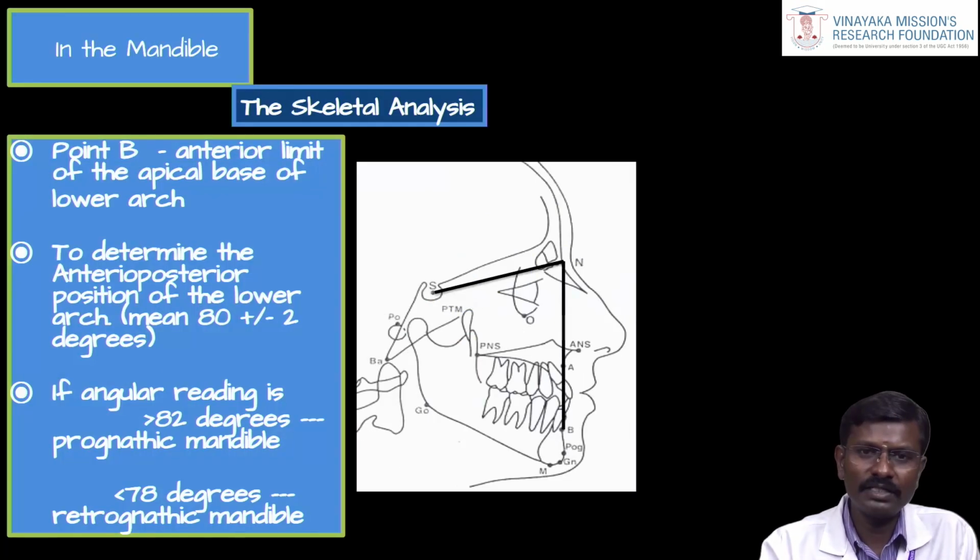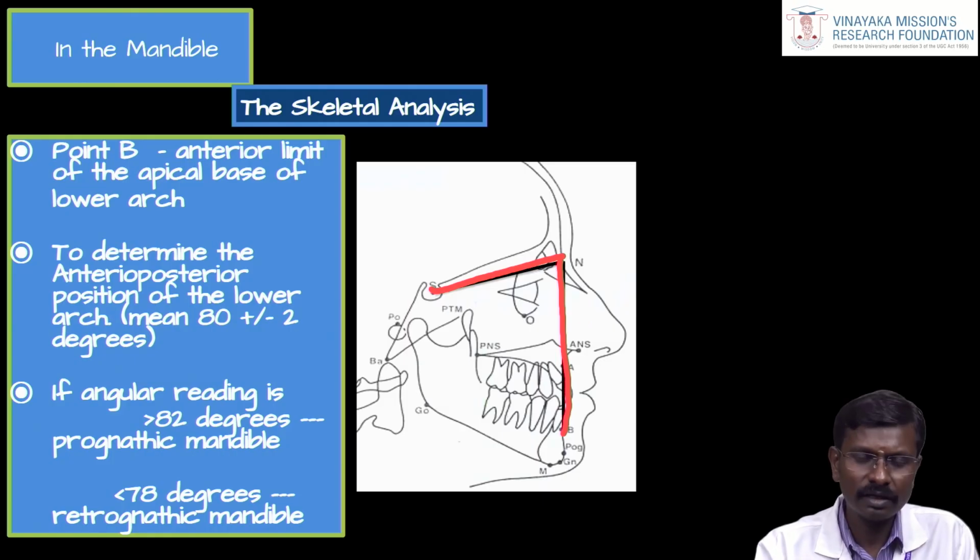So we have finished the maxilla; now come to the mandible. Point A represents the maxilla and point B represents the mandible. The reference line is the same, the SN line, the line joining sella and nasion. Here we have to draw one more line from N to point B. The mean value here is 80 plus or minus 2, which means 78 to 82. If the angular reading is more than 82, it shows a prognathic mandible. If it is less than 78, it shows a retrognathic mandible.